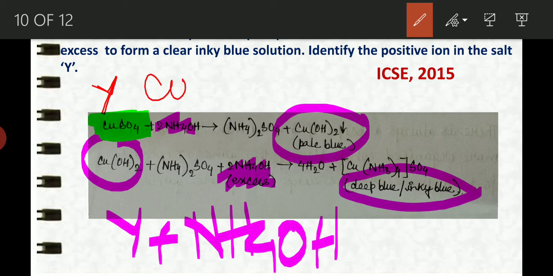So in copper sulfate, which one is the positive ion? Copper, Cu2+. Whenever copper sulfate is added to NH4OH, a pale blue precipitate of copper hydroxide forms. This pale blue precipitate is very much soluble in excess NH4OH, which forms a deep blue or inky blue solution. Clear? So in copper sulfate, which is the salt Y here, the positive ion is copper, Cu2+.